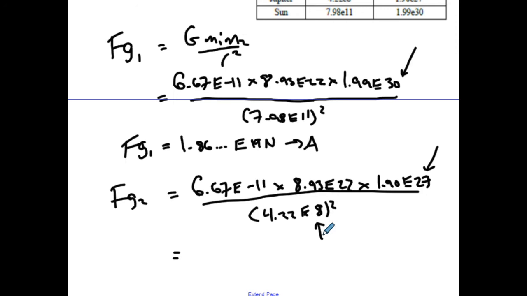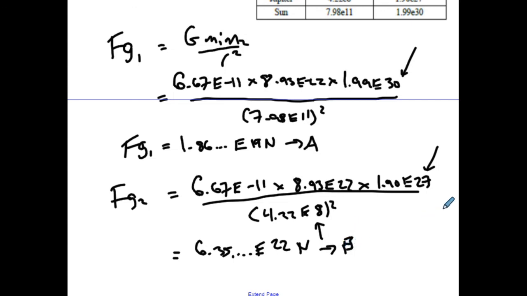6.67 times 10 to the minus 11 times 8.93 times 10 to the 22 multiplied by 1.90 times 10 to the 27. We're going to divide this all by 4.22 times 10 to the 8 squared. And I ended up getting, ooh, I made a mistake here. Hang on. I need to go back and try that again. There we go. I used minus 27. Divided by 4.22 times 10 to the 8 squared. Okay, hopefully I didn't make a mistake here, but I got 6.35 times 10 to the 22 newtons, which I'm going to store as B.